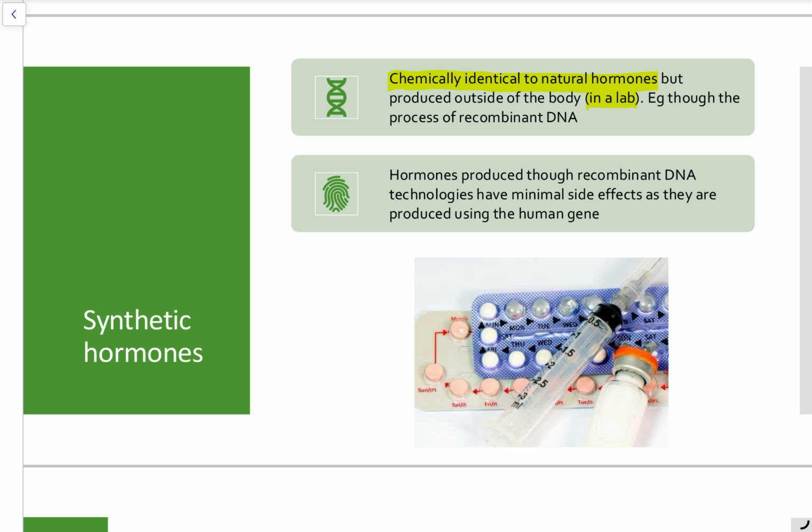Now, the way that we go about producing these synthetic hormones is through a process of recombinant DNA technology. So hormones produced through the use of recombinant DNA tech generally have minimal side effects, which makes them highly effective. And the reason that they have minimal side effects is they are produced using the real human gene.